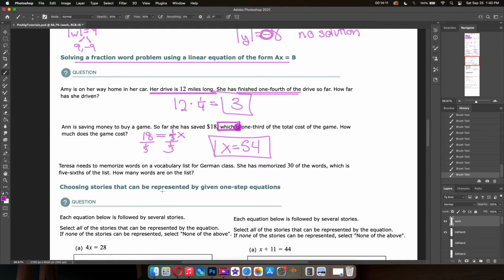That's just me doing the math in my head. Over here, we get to do it again. She has memorized 30 of the words, which is 5/6 of the list. So for a more complicated fraction like this, I remind you, we can break this into 2 steps. So we start with division, times 6, times 6. That gets me 5x equals 30 times 6, which is 180. Divide by 5, divide by 5. So therefore, x equals 36. There we go.